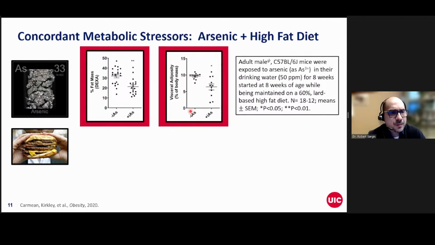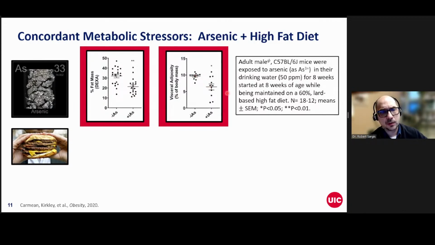And then in the course of these studies, we did a couple of things that we standardly do, which is basically look at the effects of arsenic in the context of secondary metabolic stressors. So in this experiment, we exposed adult male C57 black 6 mice to arsenic at the same concentration in their drinking water in the context of a high-fat diet in which the fat was 60% and lard in origin. And what was interesting in these mice is that we saw an actual decrease in body fat.